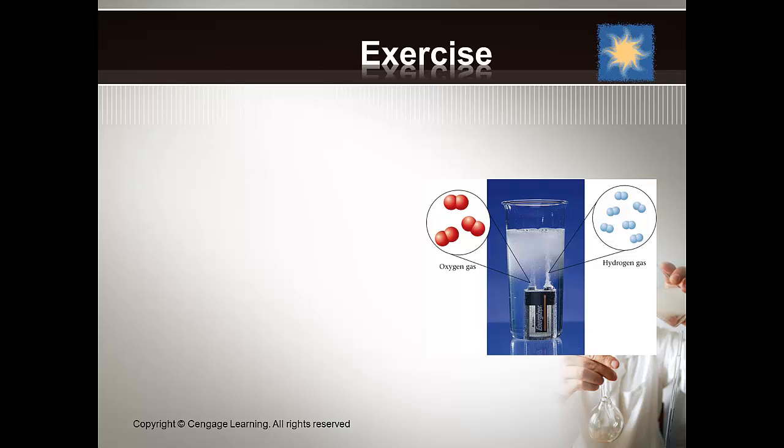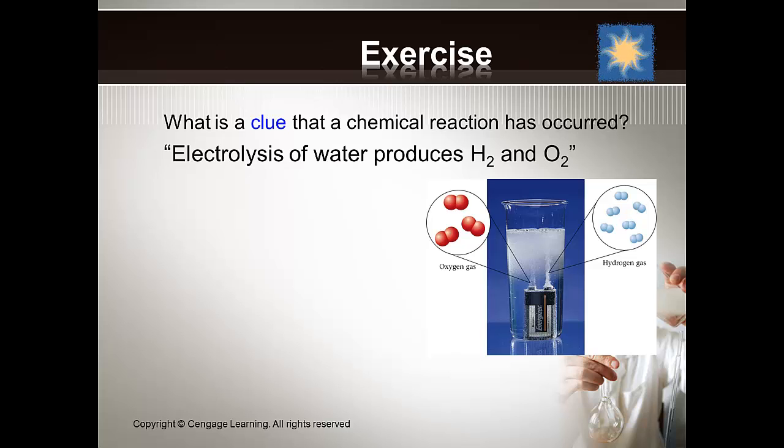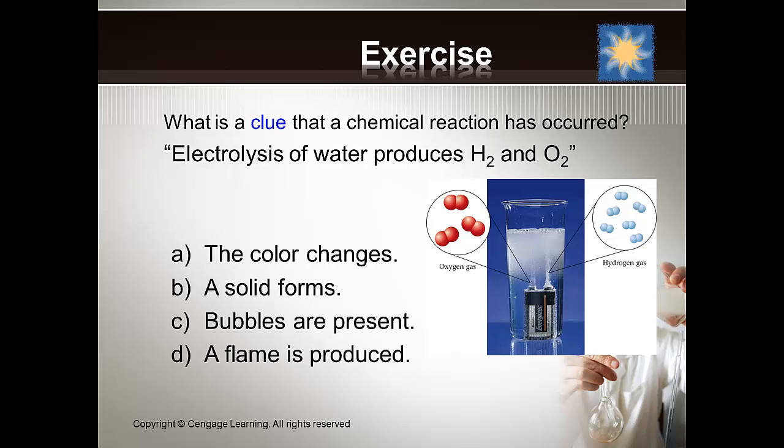Here's a quick exercise. This is actually a chemical reaction that's occurred here. We've got a battery that's been immersed in a solution, and we're producing some oxygen gas and some hydrogen gas. So what is the clue here that a chemical reaction has occurred? Now this is an electrolysis reaction. Electrolysis of water produces hydrogen and oxygen gas. So what do we see? Is it a colour change? Do we see the formation of a solid? Are bubbles present? Or is there a flame being produced?